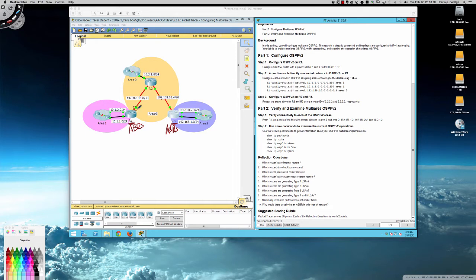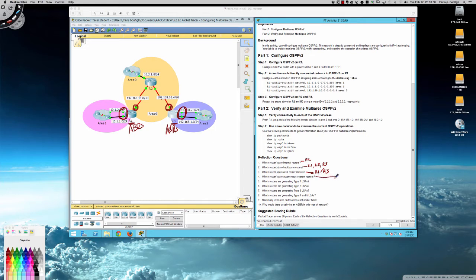Because they have at least one interface that's in area 0, and then they have at least one or more interfaces that are in other non-area 0s, right? So we would say, for this one here, we're going to go with R2. For this one here, we're going to say R1, R2, and R3. And for this one here, we're going to say R2. Oops, sorry, we don't want R2. We're going to say R1 and R3.